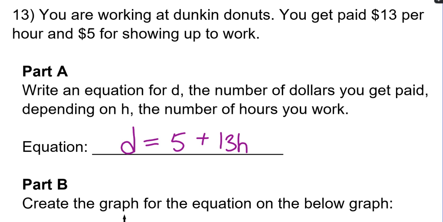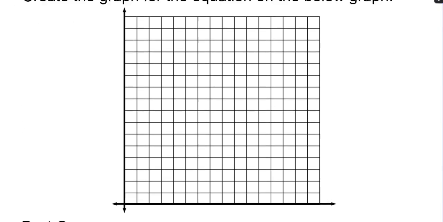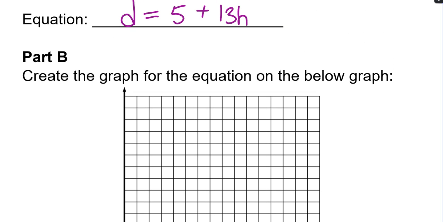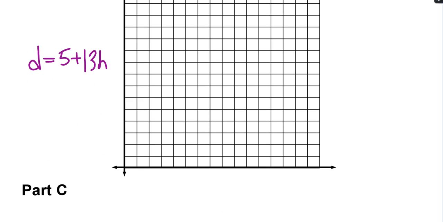Okay, let's move on to part B. Part B says create the graph for the equation on the below graph. And if you notice, there is going to be a part C, so we're going to have to extend this even further. So let's make sure we understand what we're doing. Okay, we have D equals 5 plus 13H. So this axis is our hours, and this axis is our dollars. Okay, and we know we're going to have to use that initial value of 5.